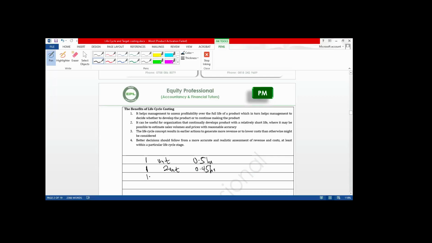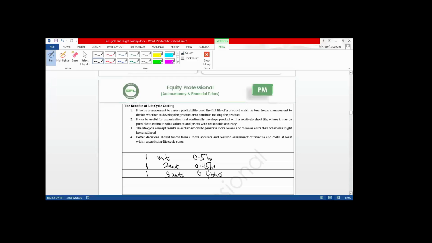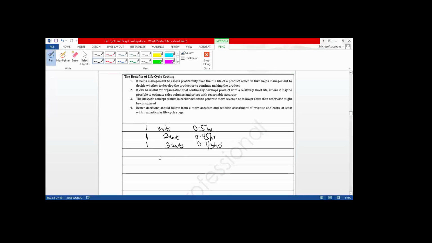Day 3, you produce 1. Cumulative, you become 3 units. You probably spend 0.43 hours. Every day you are doing the same job. You now continue, you get to 99 units.